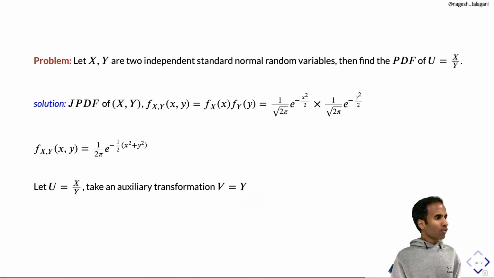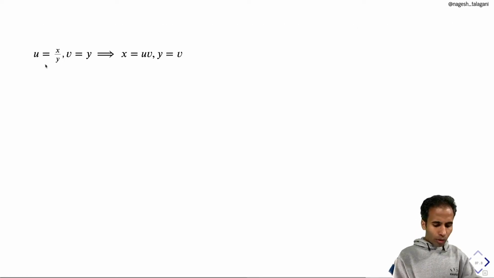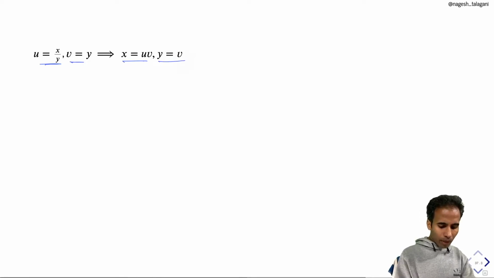Now these transformations u equal to x by y, v equal to y can be solved for x and y uniquely like this: x equal to uv, y equal to v. Because here y equal to v, right? So if you put v here and cross multiply, then you get x equal to uv. Obviously, y we have as v. So we have x equal to uv, y equal to v.